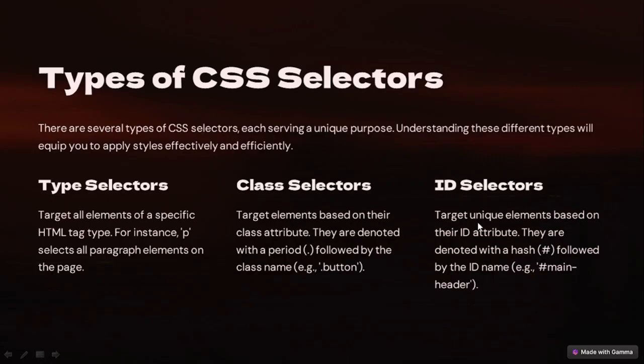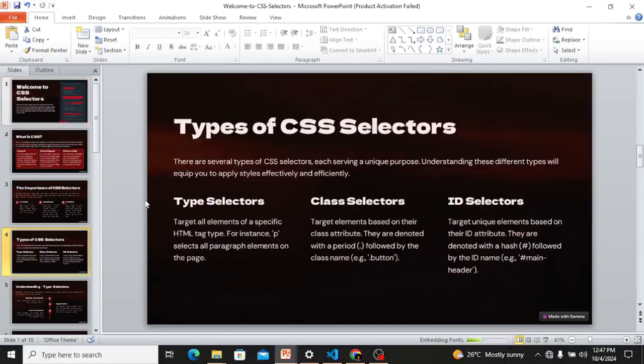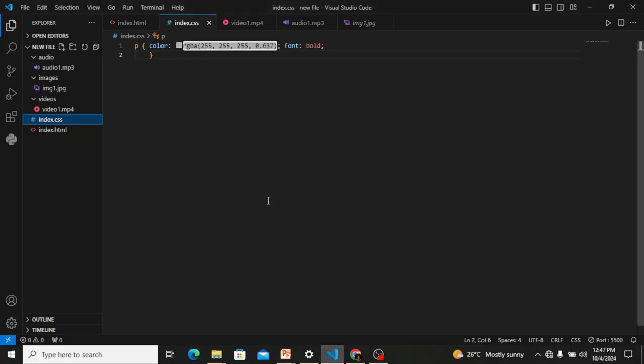Then the last one is the ID selectors, which target elements based on their ID attributes. Besides the class attribute, you also have the ID attribute, and it is denoted using a hash followed by the ID name. Now let's particularize that. The type selector means that if you want to apply a style to every element of a certain type, you can easily do so. Now let's go to our code and demonstrate that.